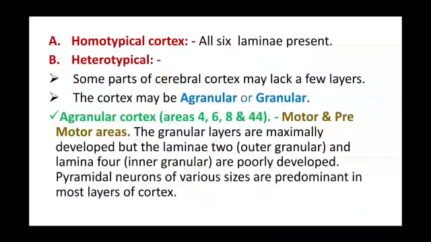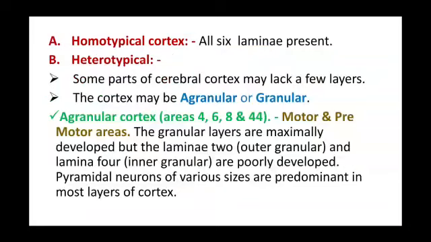So different types of cortex are present. We may have homotypical cortex or heterotypical cortex. In homotypical cortex, all 6 lamina which you have seen previously are present, comprising the molecular layer, outer granular layer, outer pyramidal layer, inner granular layer, inner pyramidal layer and pleomorphic layer.